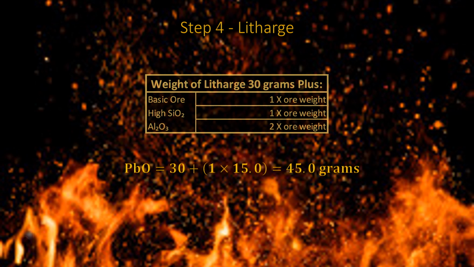This step is a little different than that which was used for the Class 2 ore type. There is no silica in a Class 3 ore. In this case example, there is no alumina, just base metals. 30 grams of lead oxide is still needed for the 28-gram button. However, for the slag, 1 times the ore weight is the criterion. Therefore, 45 grams of lead oxide will be used in the charge.